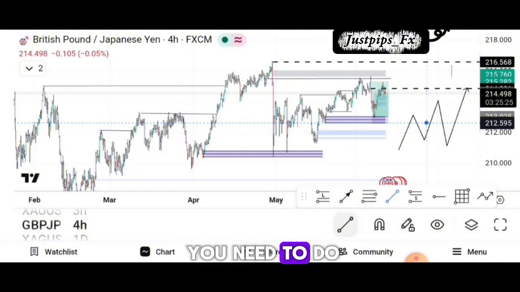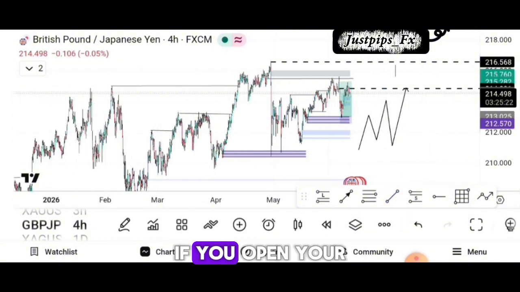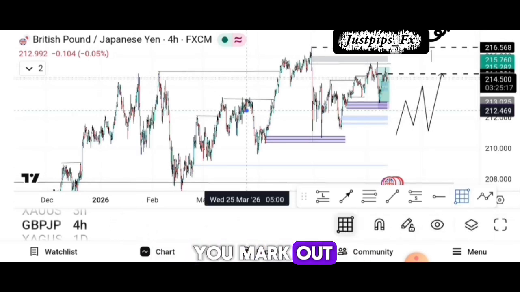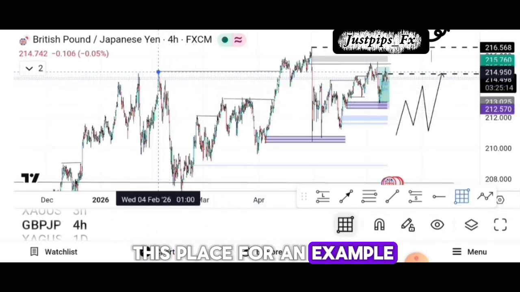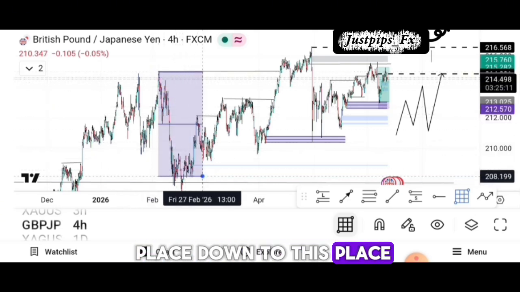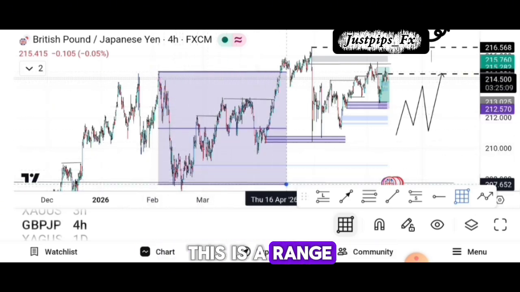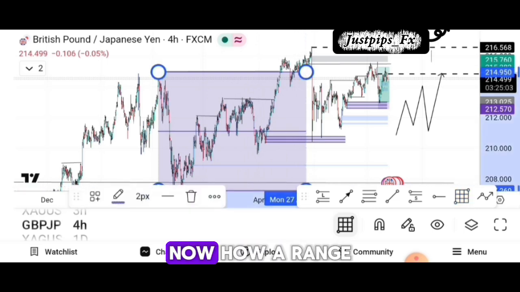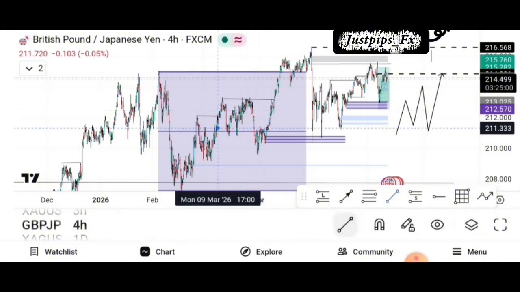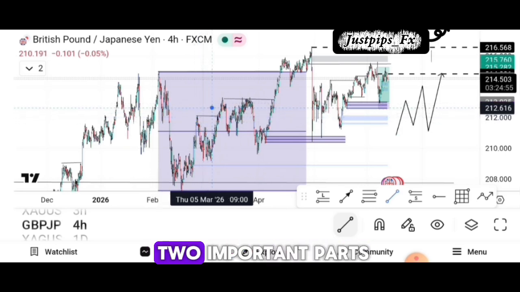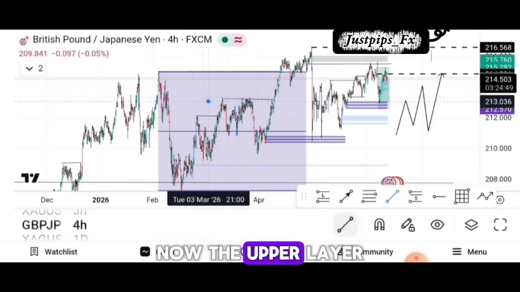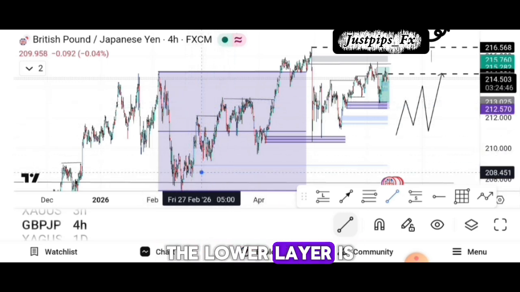Now the first thing you need to do if you open your chart is mark out your range. You understand? Let me use this place as an example. I mark out this place down to this place. This is a range. Now, how a range works. Basically you can use your Fib tool to mark out a range. Now a range consists of two important parts: the premium level and the discount level. The upper layer is the premium level, the lower layer is the discount level.